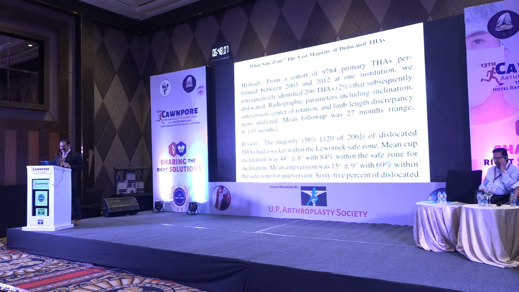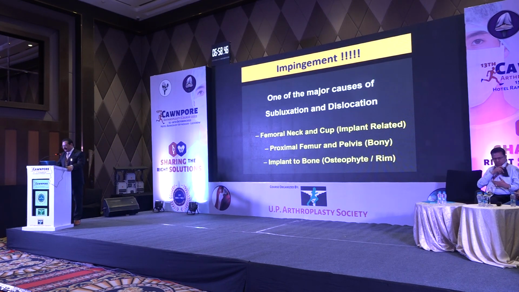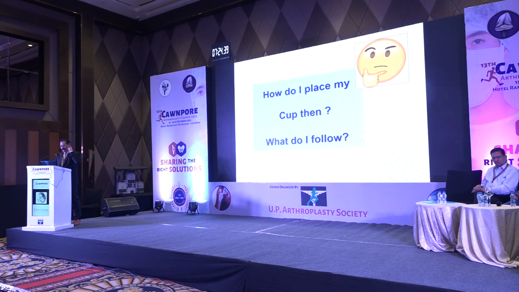Now why is this happening? The biggest cause for dislocation of a hip in today's world is impingement. This is the major cause of subluxation and dislocation. Impingement could be bone to bone, implant to implant, or implant to bone. In a few studies, impingement of the prosthetic neck against the acetabulum rim has been described in 39 to 66% of cases of acetabular revision. Then what do I do? How do I place my cup? And what do I follow?